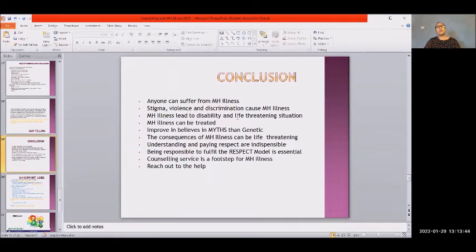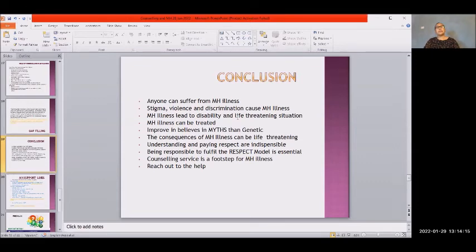Also, we have to improve beliefs about myths, like the idea that mental health is genetic. People think it is genetic. It is not genetic. It is beliefs only. So we have to understand that thinking it is genetic is a myth. It can be treated. The consequences of mental health illness can be life-threatening.